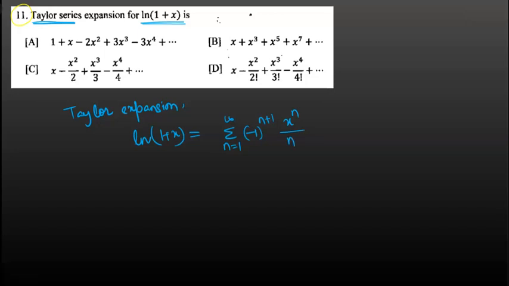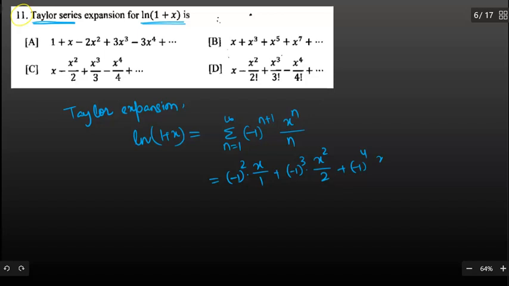So by this formula we can expand it. From n equals 1, that is minus 1 raised to the power 1 plus 1, that is minus 1 squared, into x raised to the power 1, that is x by 1, plus minus 1 raised to the power 3 into x square by 2, plus minus 1 raised to the power 4 into x cube divided by 3. This way it continues. So minus 1 raised to the power 2, that is 1, into x.